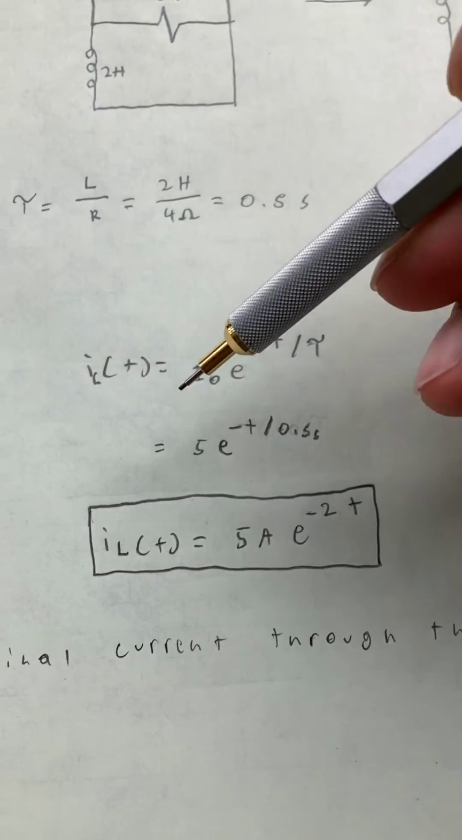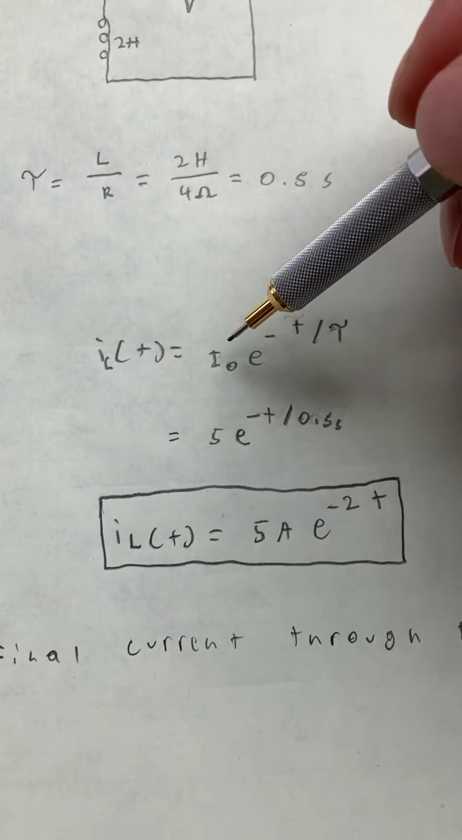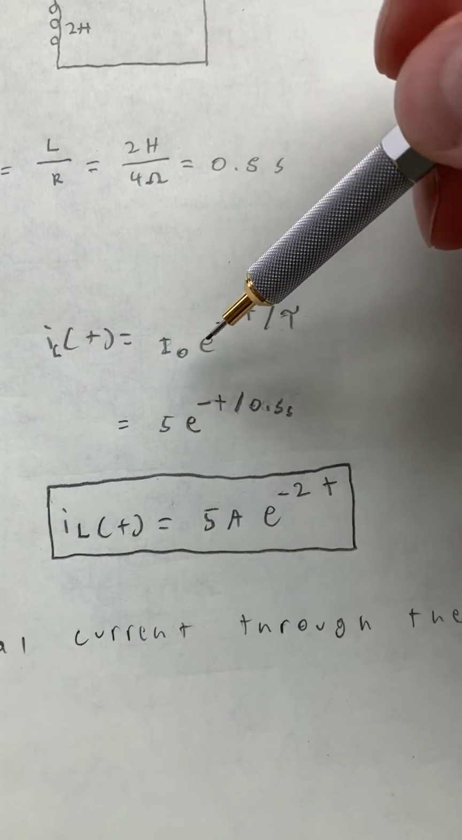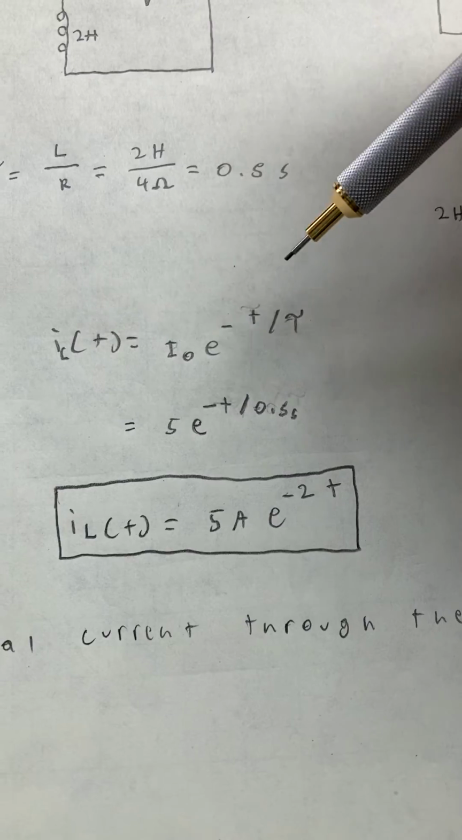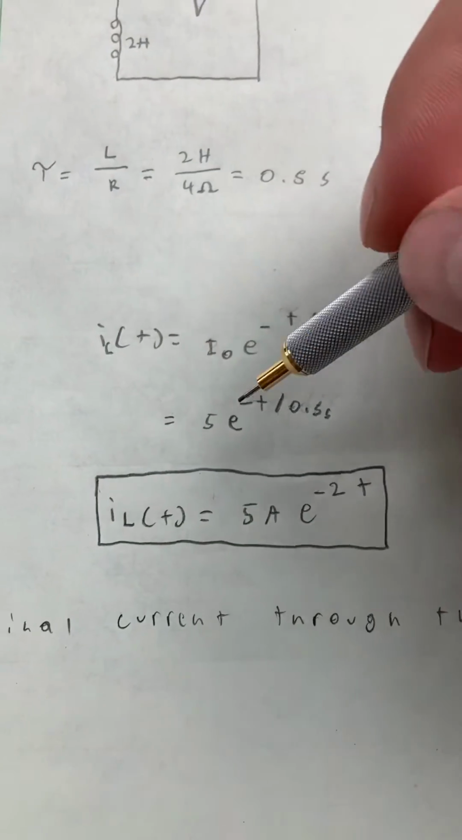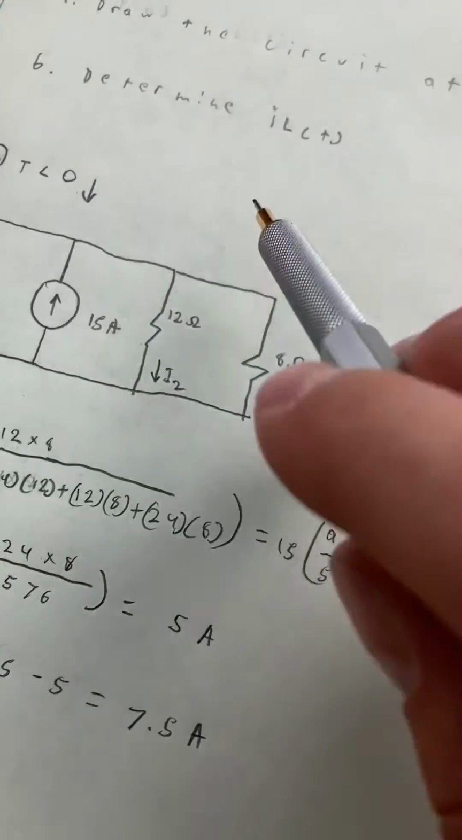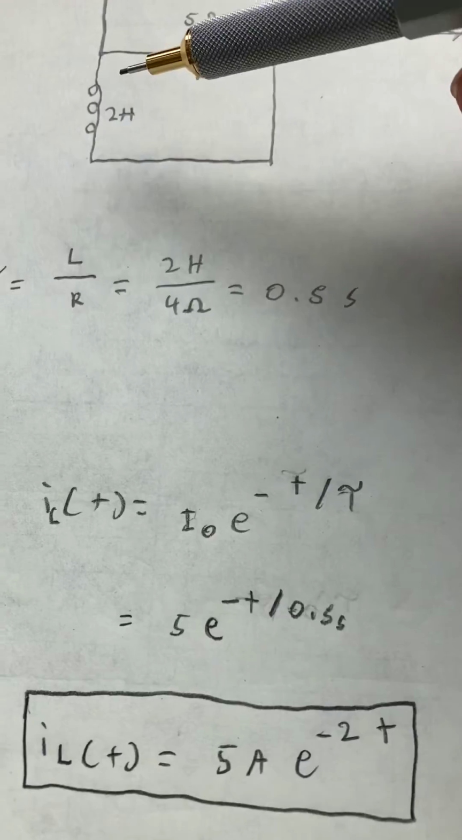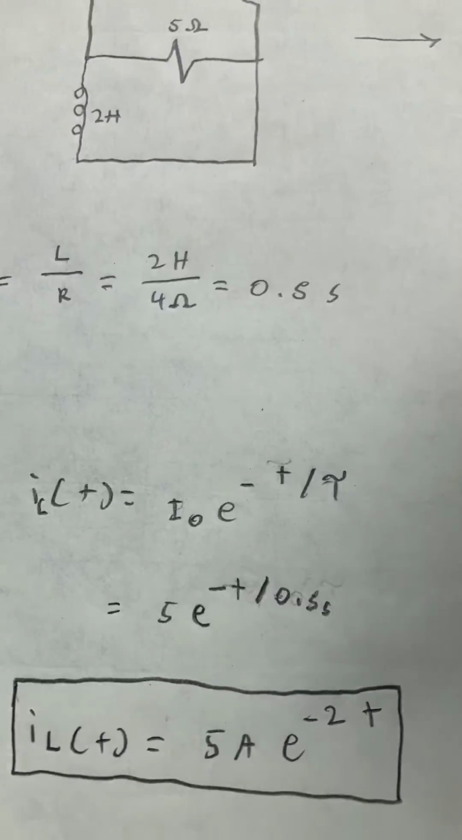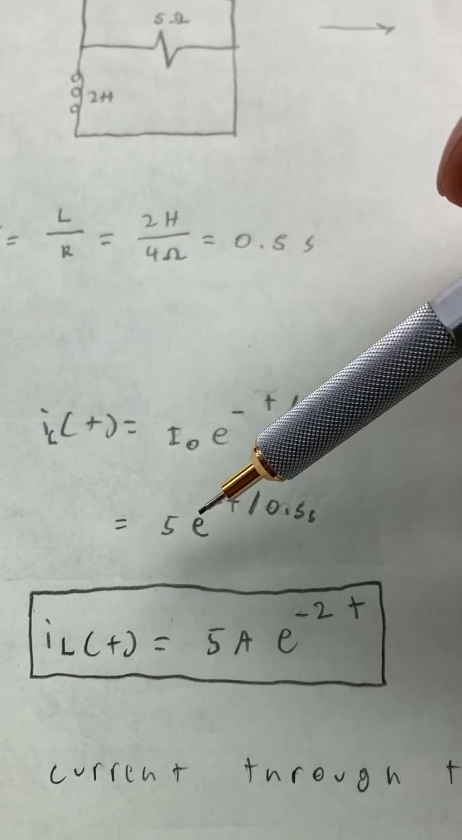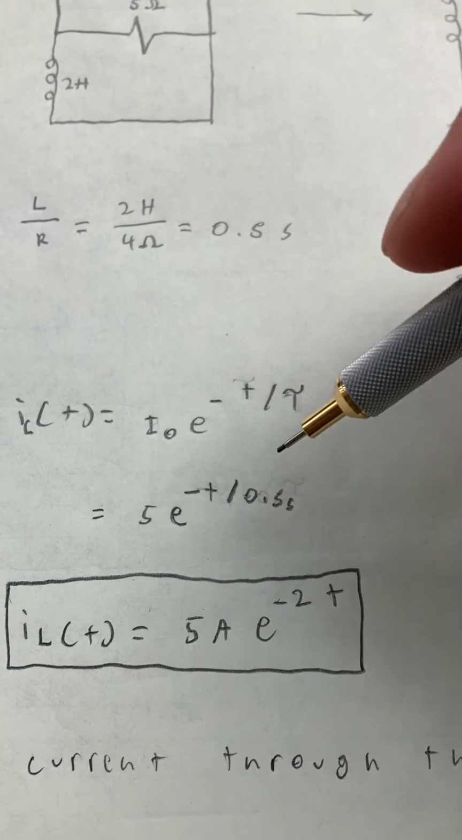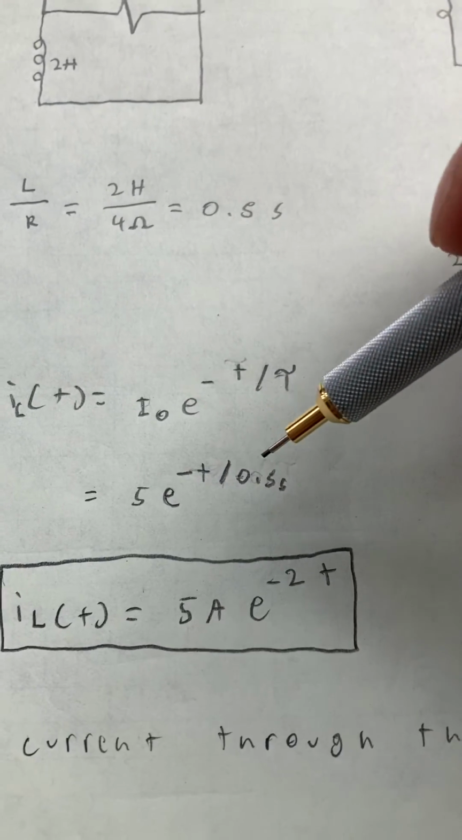So we can start to write our equation. So IL of t would be equal to I initial times e to the negative t divided by tau. So our I initial in this case, in that branch, would be 5 amps in the branch with the 12 ohm resistor. So we know that that current is 5 amps. So that would be 5 amps times e to the negative t divided by 0.5 seconds.